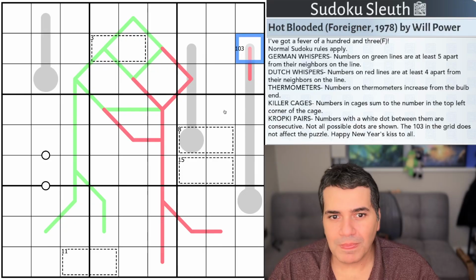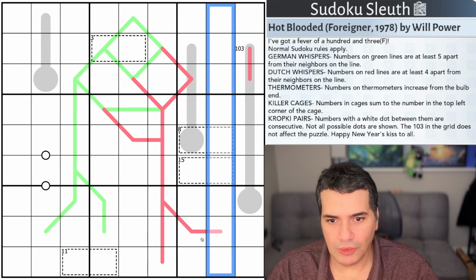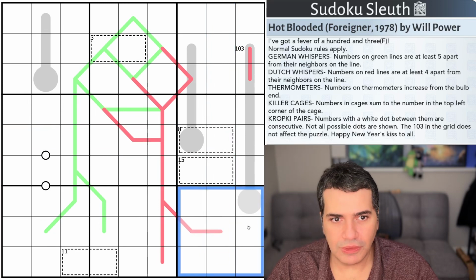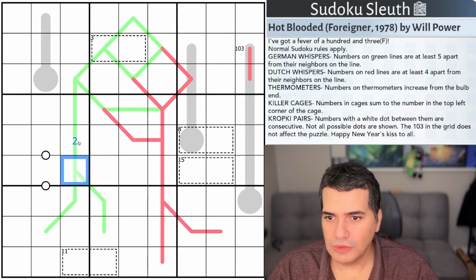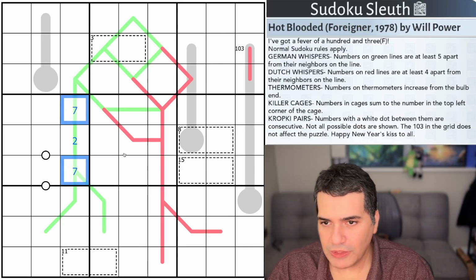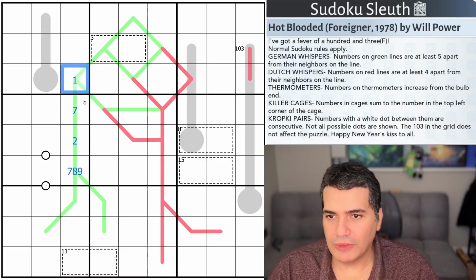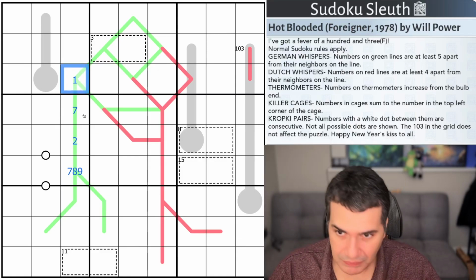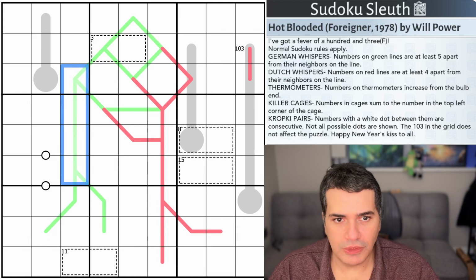Here's the reference. Rules-wise, normal Sudoku rules apply. Place the digits 1 to 9 once each in every row, column, and 3 by 3 box, so nothing unusual here. Then we've got German whispers, so numbers on green lines are at least 5 apart. For example, if this cell here is a 2, these neighboring digits would have to be 5 or more away, so that's 7, 8, or 9. If this cell here is a 7, this cell would have to be 1 or 2 to be 5 or more away. Obviously, I'm not repeating the 2 in the same column. You oscillate back and forth between low digits 1, 2, 3, 4, and high digits 6, 7, 8, 9, around the 5, but never including the 5.